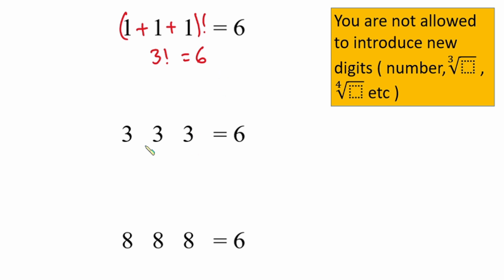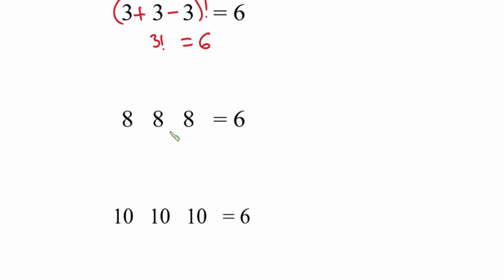Then the second one, we have 3, 3, 3. How can we make this left-hand side equal to 6? Well, we can add these two and then subtract this one. And lastly, we can put them in parentheses, then factorial. So straight away you can see that this positive 3 will take care of this negative 3. Then we are left with 3 factorial, which is equal to 6.